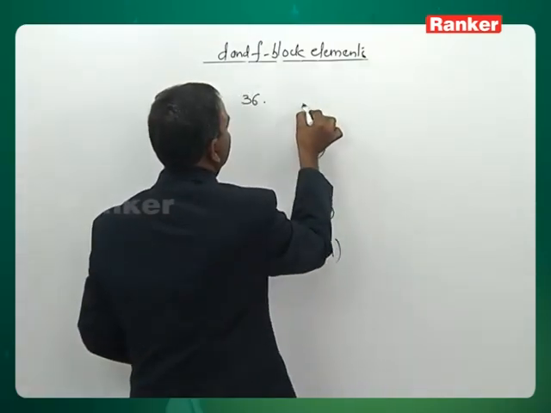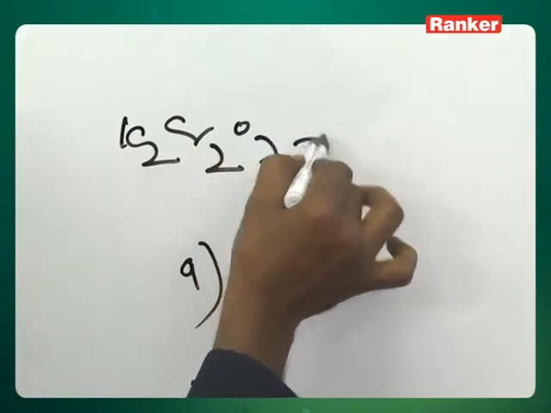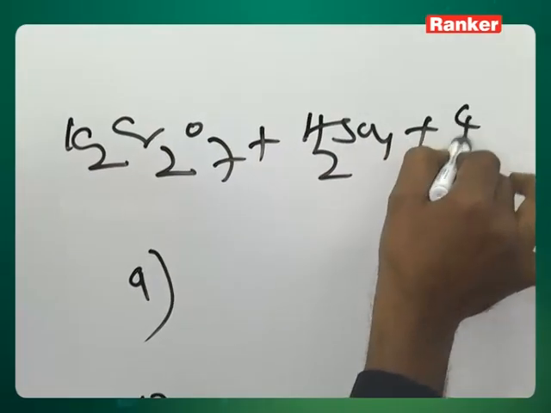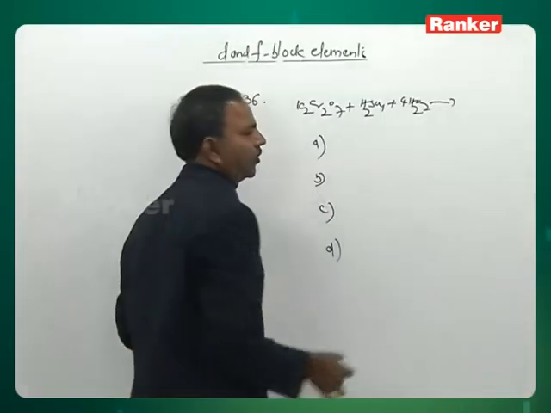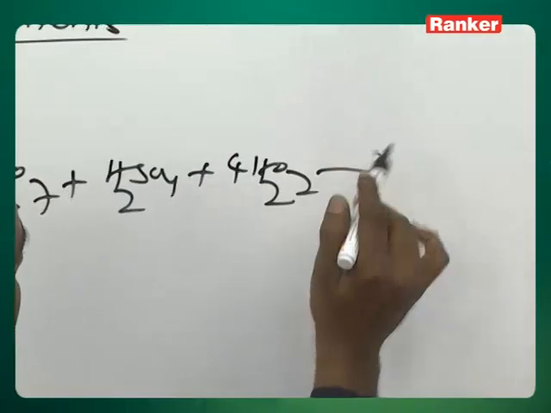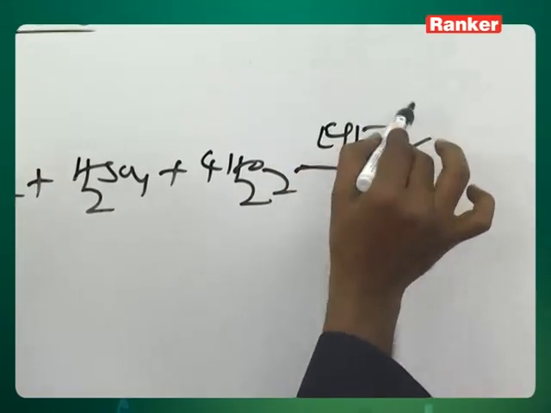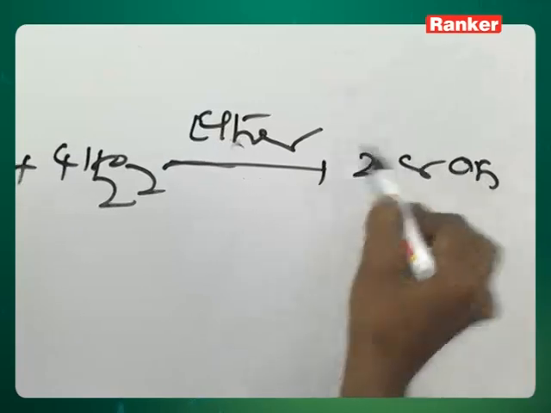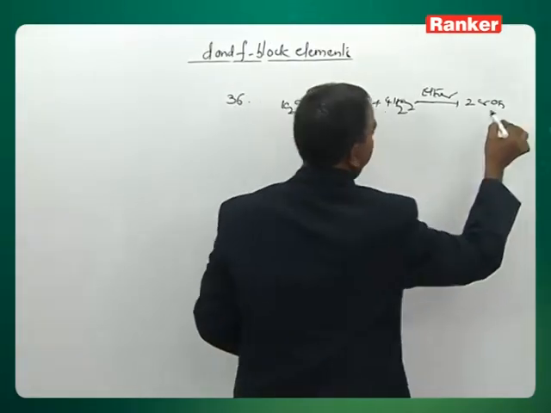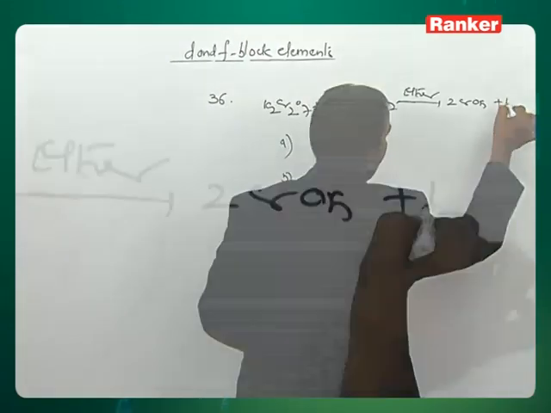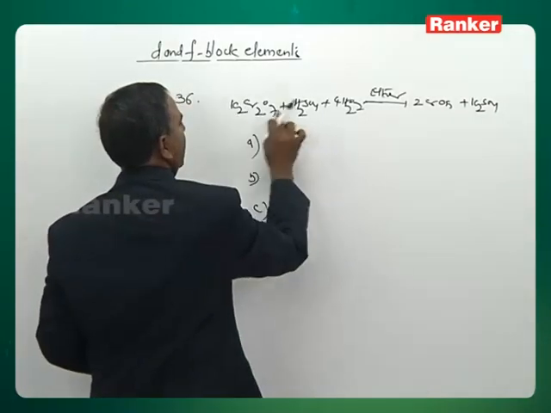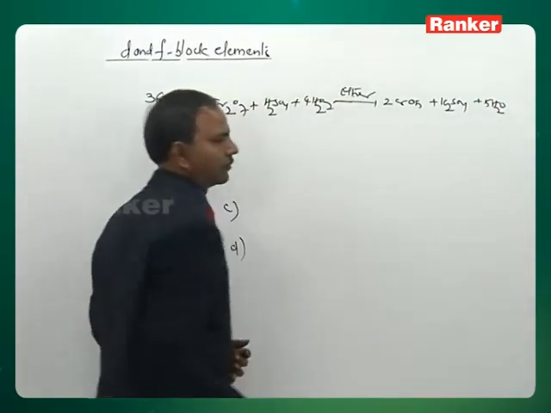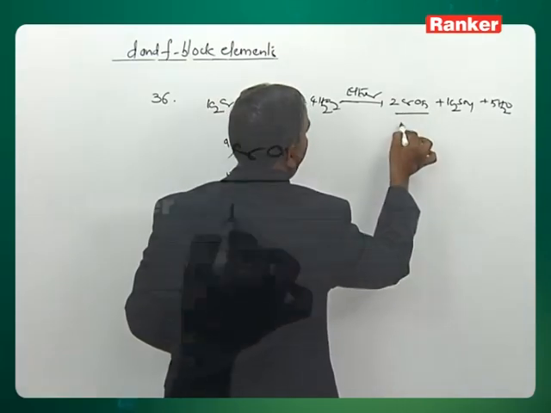K2Cr2O7 acidified with H2SO4 and hydrogen peroxide. This reaction is carried out in ether solvent. See the products you are getting here. This gives 2 CrO5, chromium peroxide, plus K2SO4 and 5H2O. This is the reaction. This chromium peroxide is blue in color.